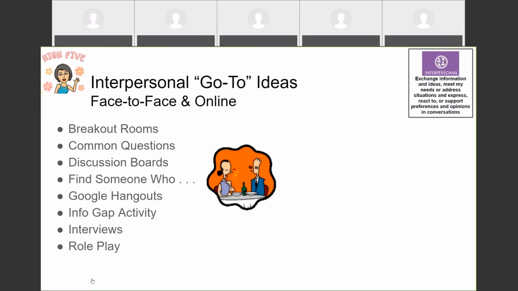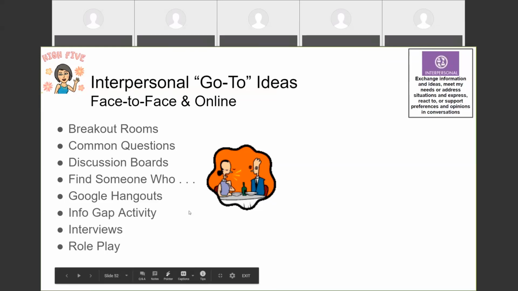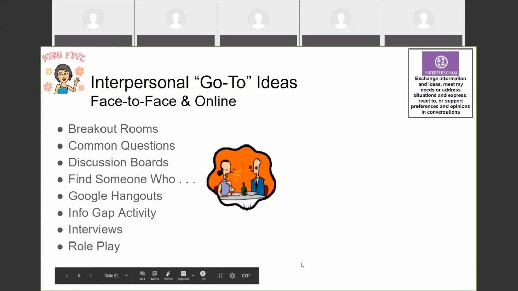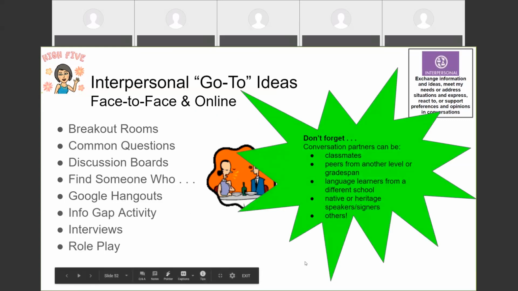In the virtual environment, we can use discussion boards. Just about any learning management system has a discussion board built into it. That can be used for writing exchange activities, where you find someone, sort of that people bingo kind of thing. Any tool that gives you those rooms, such as a Google Hangout, a Teams meeting, it might be Zoom, whatever your tool is. We already mentioned info gaps, interviews, any kind of role play, anything that helps them have interaction and scaffolds it for them.